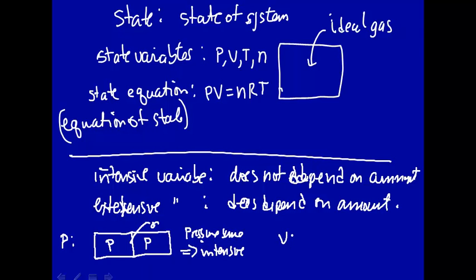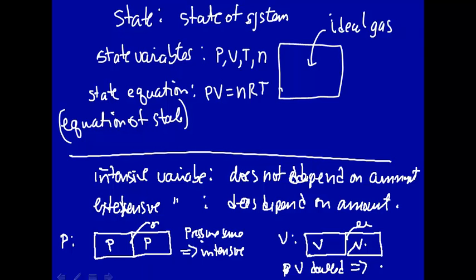Let's do the same for volume. Let's take an ideal gas. It has a particular volume. And let's clone that system, exact duplicate. And now let's remove this partition. The volume has doubled. So that implies that the volume is an extensive variable.